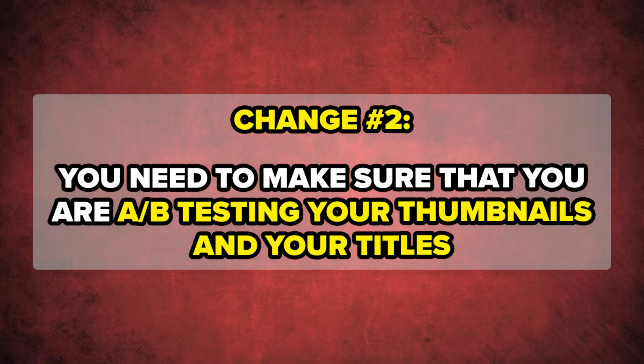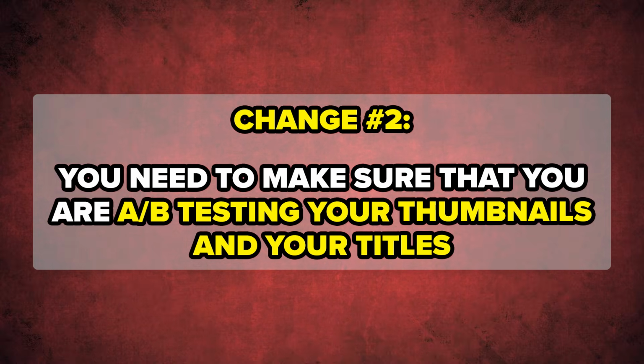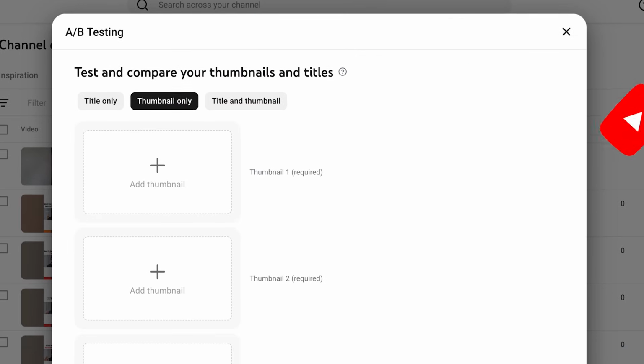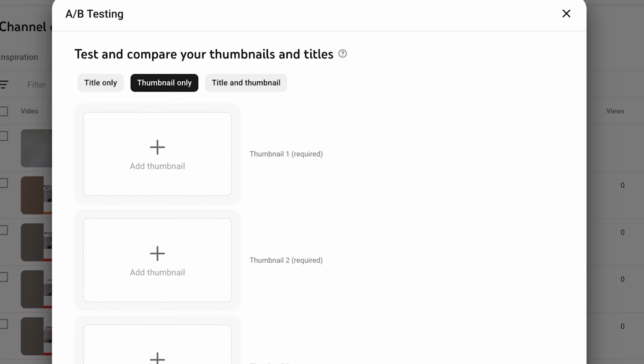Now, change number 2 is you need to make sure that you're going through and you're A/B testing the titles that you're using and the thumbnails that you're using. But there's a strategy to this, and you need to make sure that you aren't doing both of them at the same time, or that you aren't using YouTube's thumbnail A/B tester tool, because it could actually ruin your reach. Let me explain the correct way to do this.